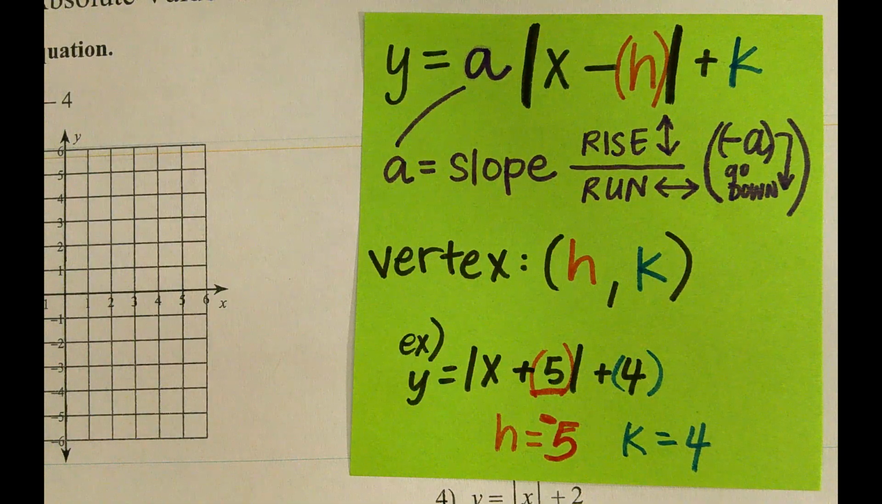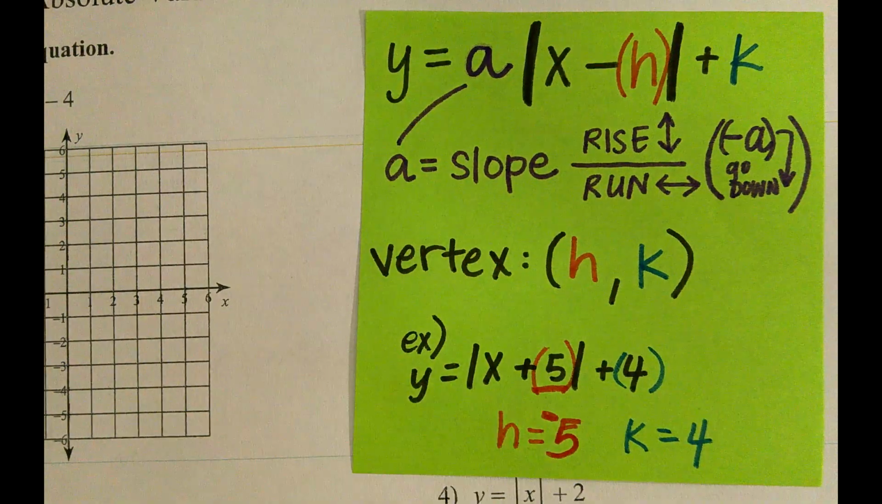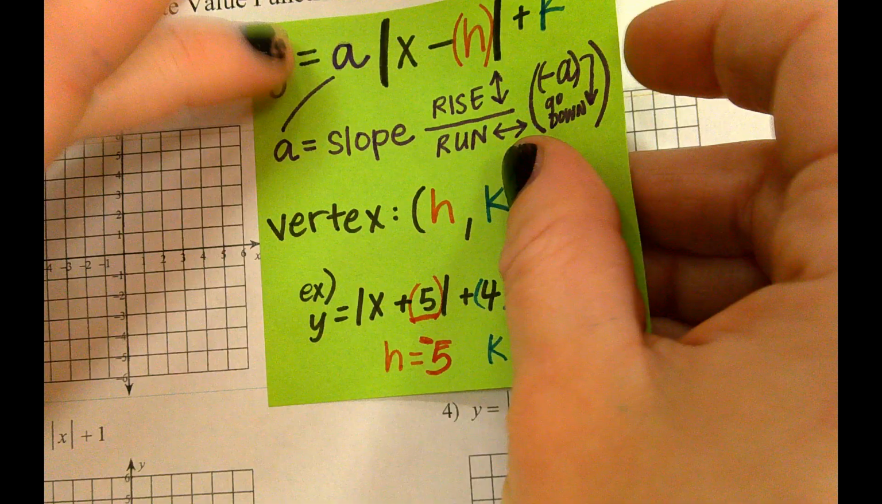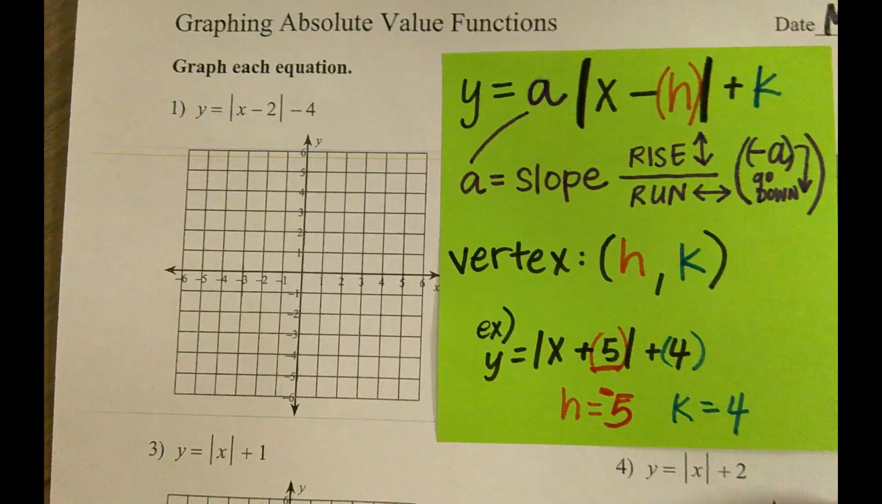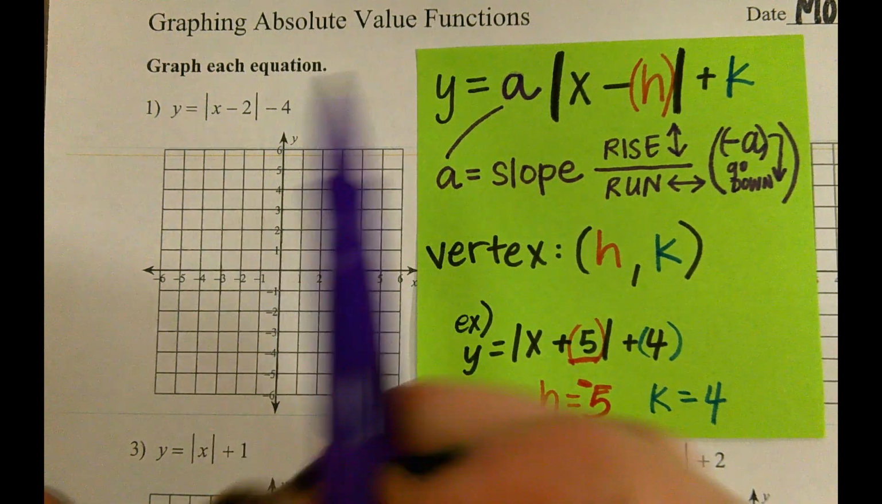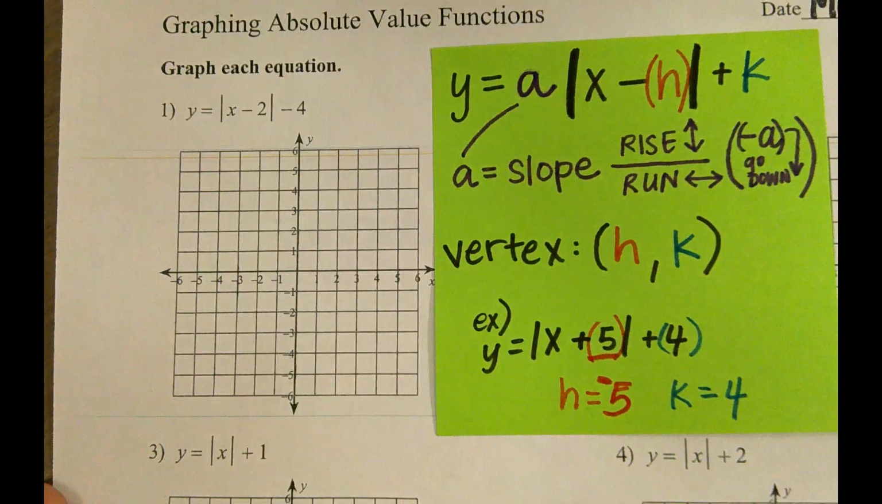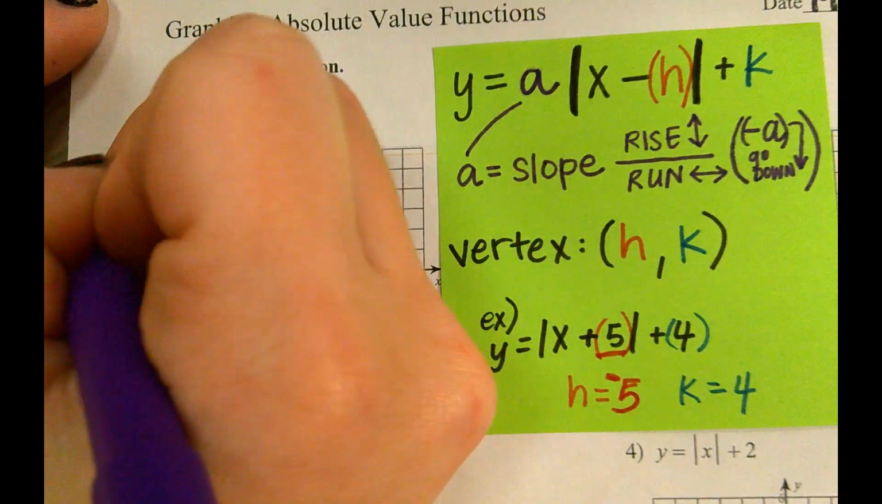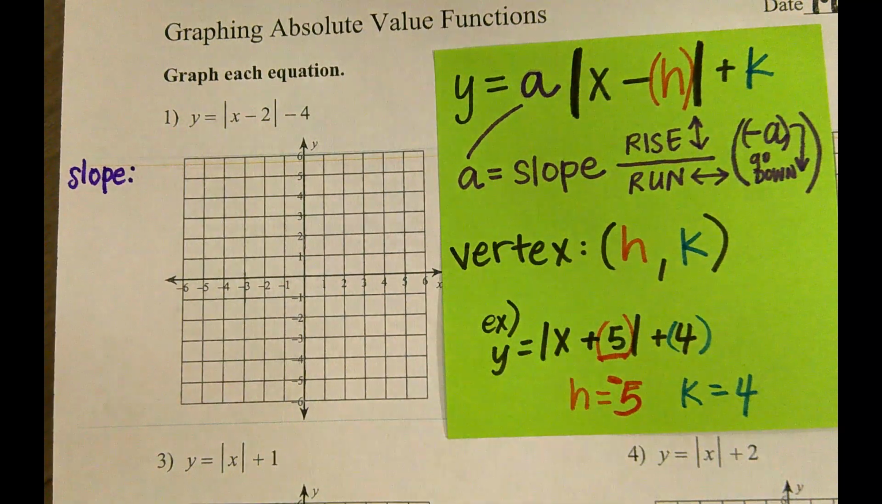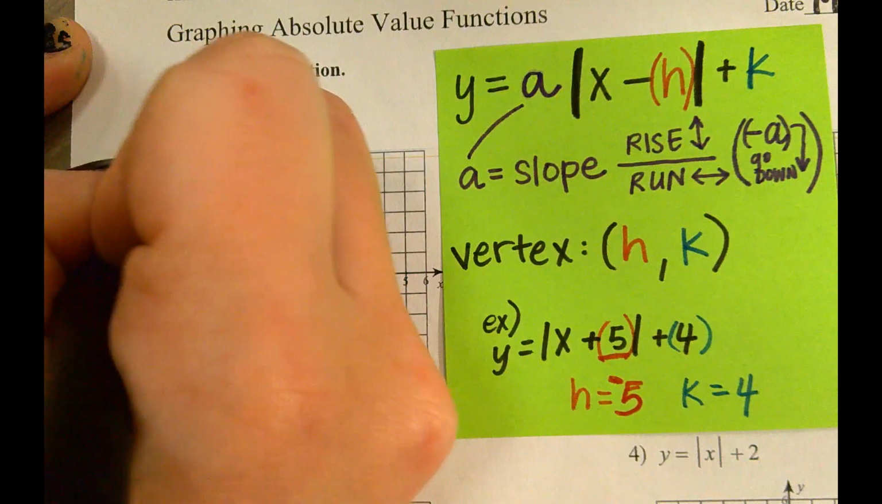Oh, yes, the back is upside down. I know it doesn't align correctly. All right, so I'm going to keep this to the side here. And let's go ahead and just look at number 1. First of all, let's find our slope and our vertex. So over to the side, I'm going to write slope. And then I'm going to write vertex.